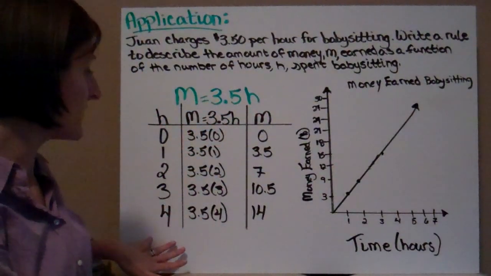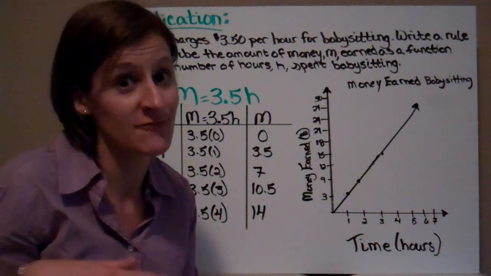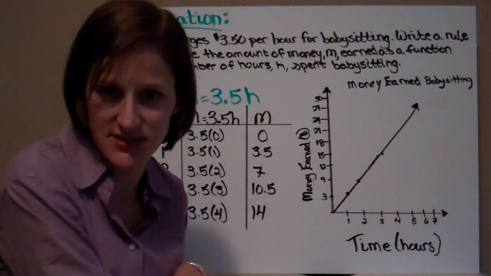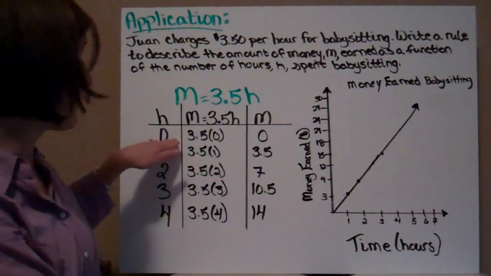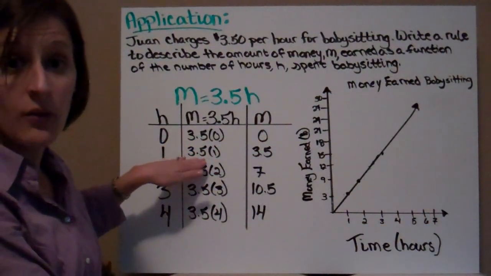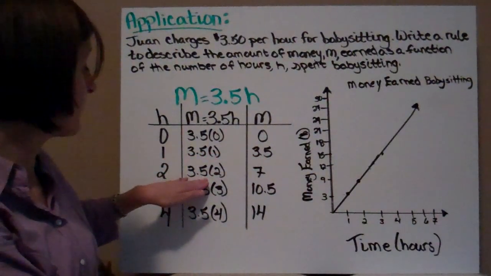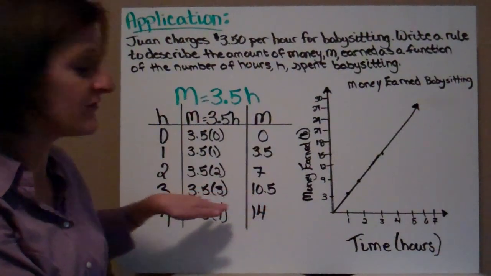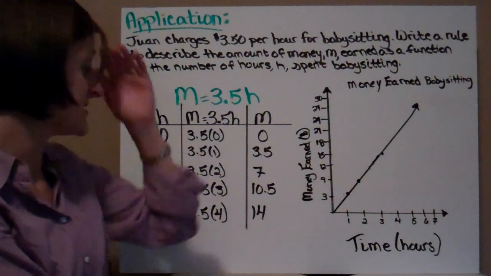Now, I'm going to set up my function table. Now, remember, we cannot babysit for negative hours, so I'm going to start at 0 because there's no such thing as babysitting for -1 hour. So I start at 0, I plug in 0, 0 times 3.50 is 0, then I do 1 hour, 1 times 3.50 is 3.50, 2 hours, 3.50 times 2 is 7, 3 hours, 3.50 times 3 is 10.50, and 4 hours, 3.50 times 4 is $14.